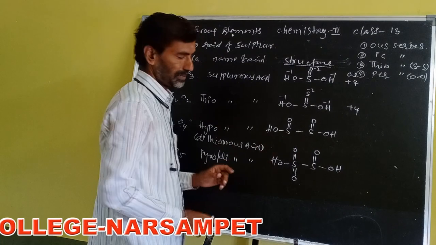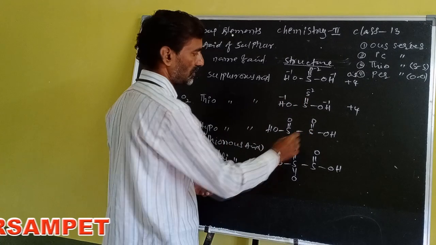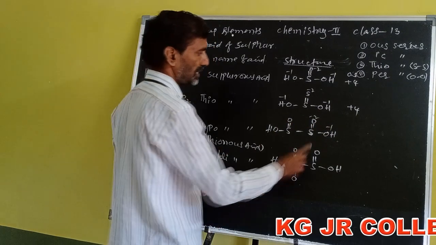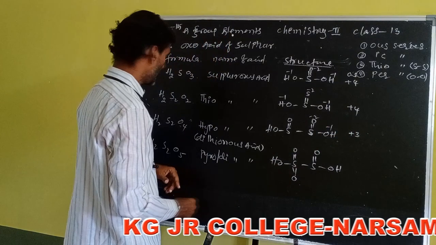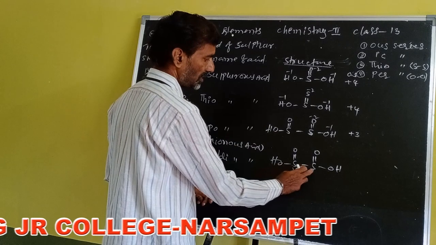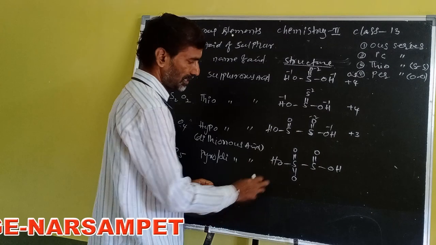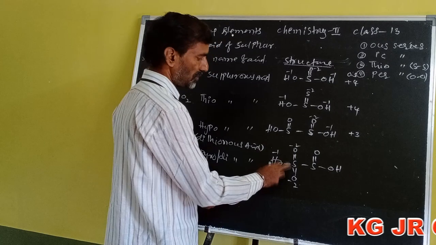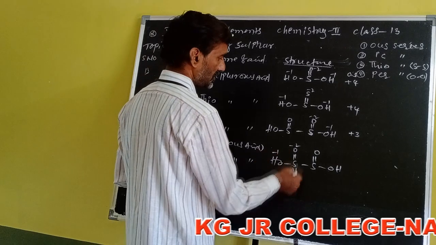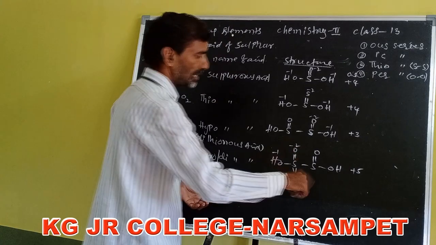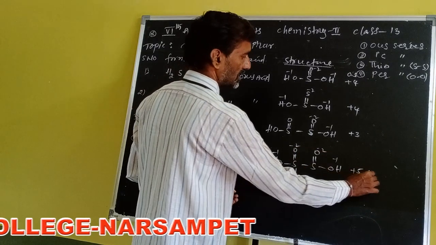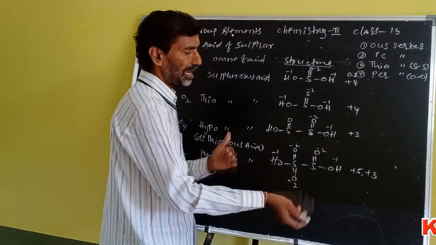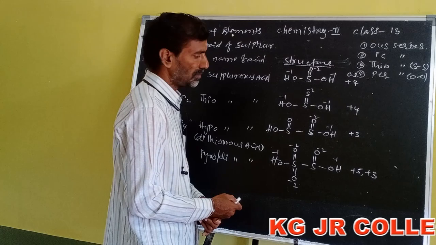Here two sulfurs are there, so we can calculate only one sulfur oxidation state with the help of oxygen and OH. So -2 and -1 is -3, so there is +3. Next, here both sulfurs: the terminal sulfur with -2, -2, -1 is -5, so it is +5. Then the other sulfur with -2, -1 is +3. We can assume that the first sulfur is +5, the second one is +3. The average is +4, the most important for ous acids.